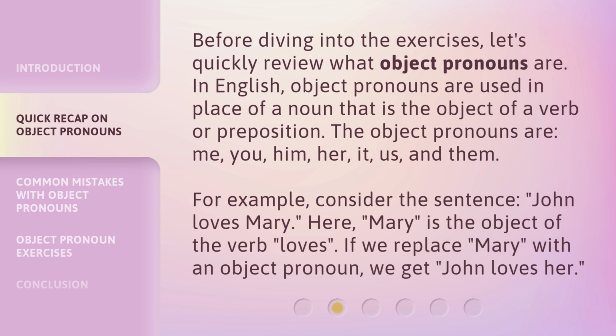Before diving into the exercises, let's quickly review what object pronouns are. In English, object pronouns are used in place of a noun that is the object of a verb or preposition. The object pronouns are me, you, him, her, it, us, and them.